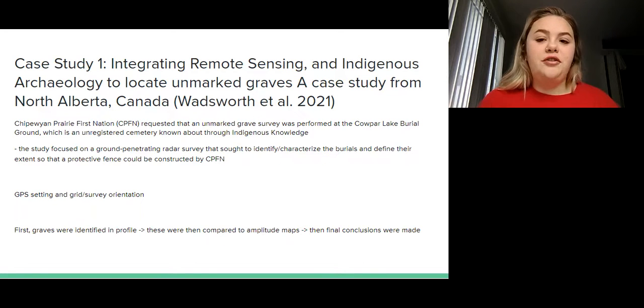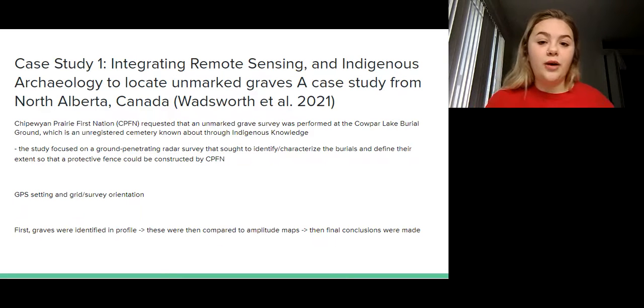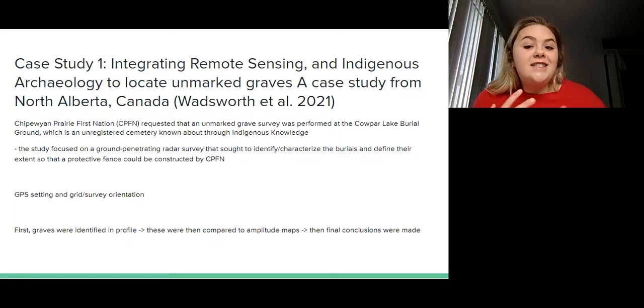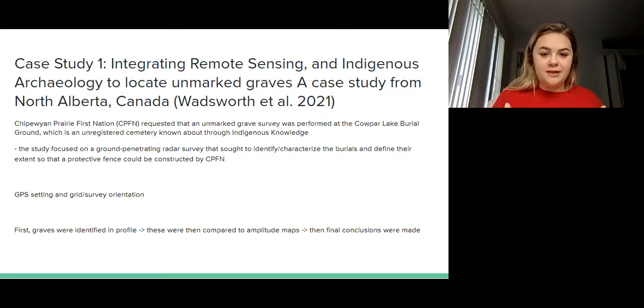So for a little bit of geographic context, the traditional territory of this group falls within the Athabasca oil sands region of Alberta, which contains sandy near surface deposits that allow for effective geophysical and GPR research. So the environment is seen as being really connected to this chosen technology. The study focused on a ground penetrating radar survey that sought to identify and characterize the burials and define their extent so that a protective fence could be constructed.